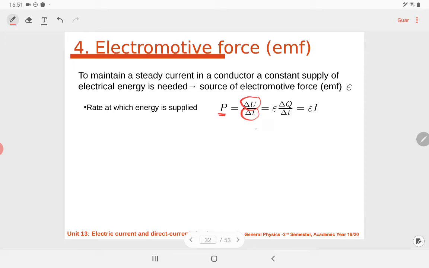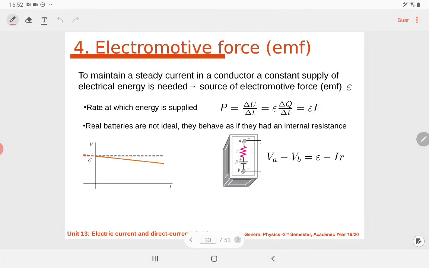We had just seen that the amount of energy provided for a time delta t was equal to the electromotive force times the amount of charge that was flowing through this source, this battery. So if we put everything together, we can see that the power input by the source of electromotive force into the circuit is going to be equal to epsilon, the electromotive force, times the electric current.